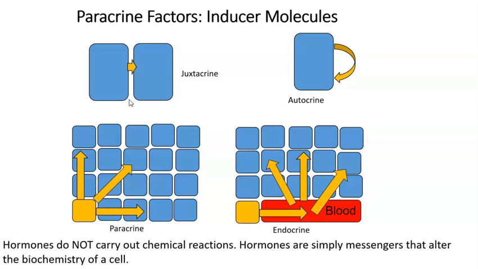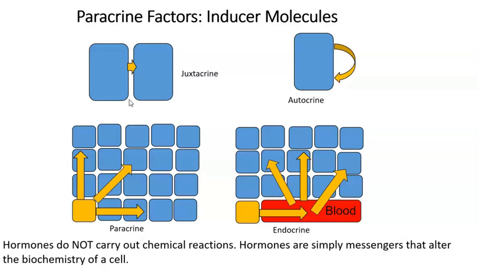Autocrine is when that cell signal is actually released from the cell, but then it's being received by that same cell. Sometimes that does happen. That's the autocrine type of signaling. Paracrine is when it actually goes out and reaches other cells from a short distance, maybe 15 or so cell diameters, or 20 to 200 microns away from it.